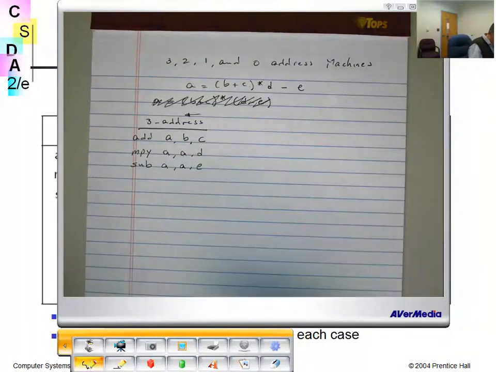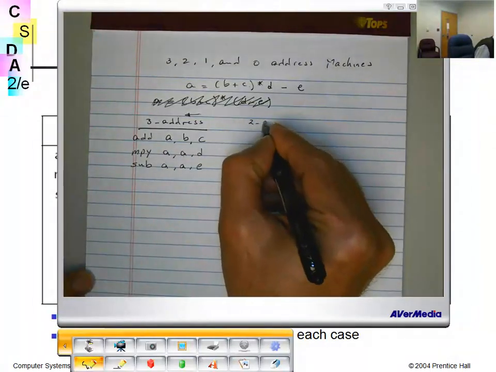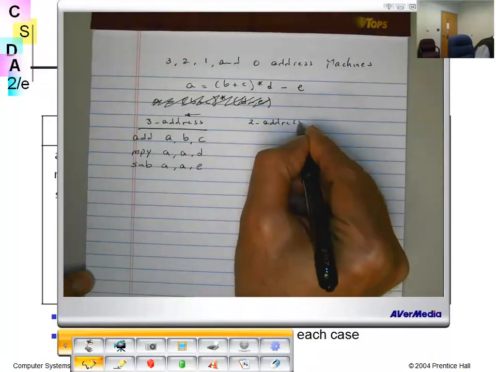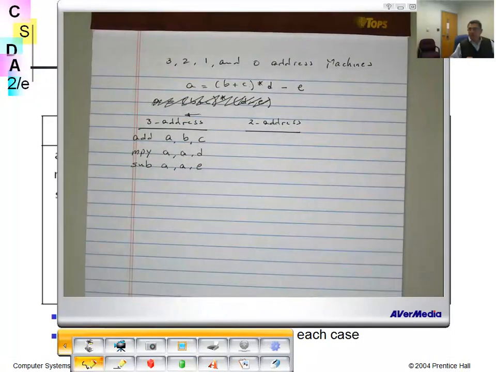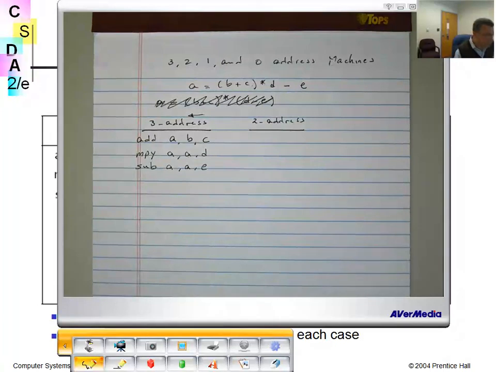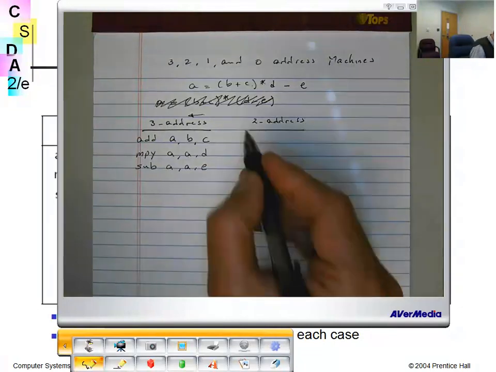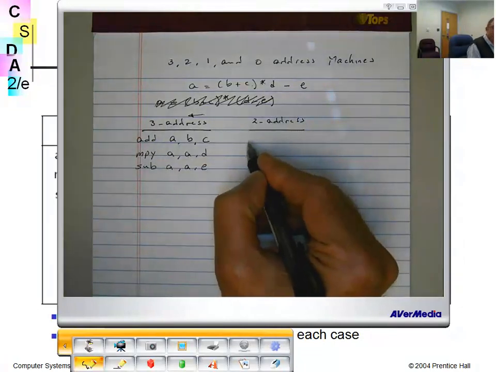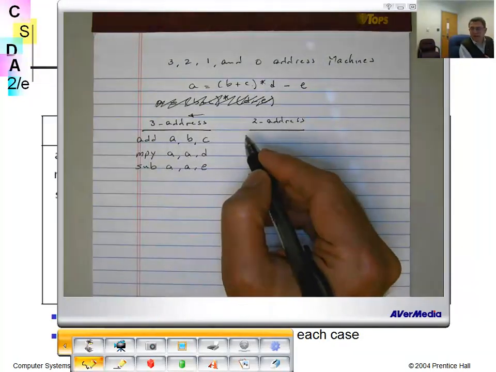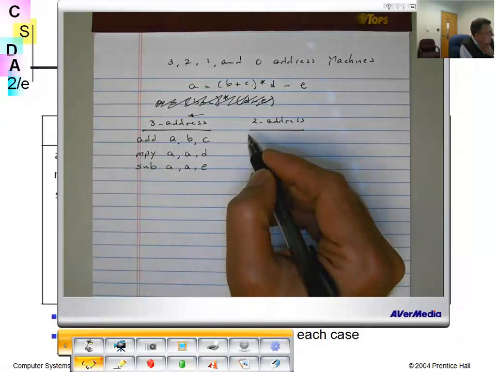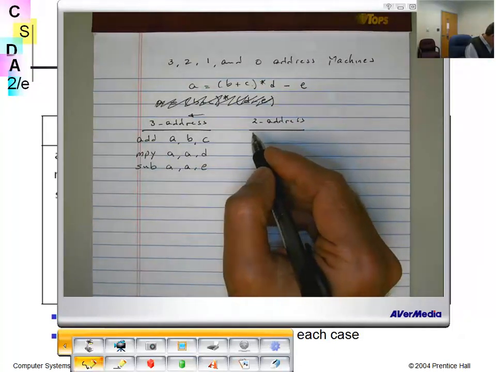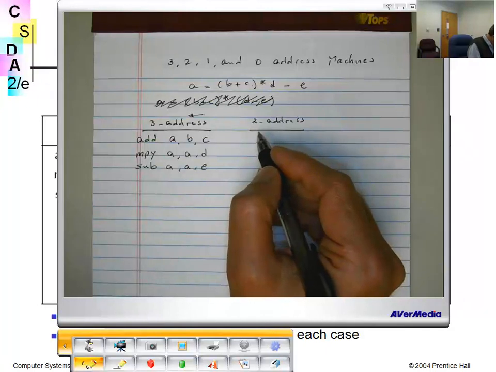Now, how about two-address machine? In two-address machine, we said only two addresses of instruction is going to be identified. And then we're going to use one of those addresses also as operand 2, for example, operand 2's address as the results. So the results will go there. Those machines have a little different format for the assembly language. So you need to pay attention to these, that how I'm doing it.